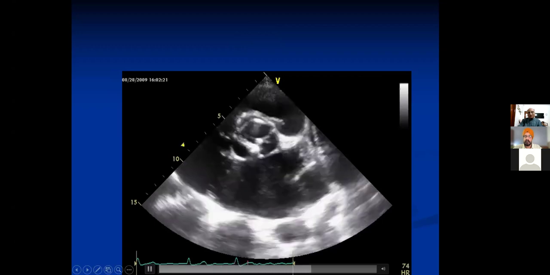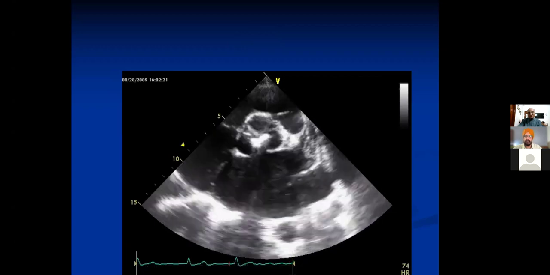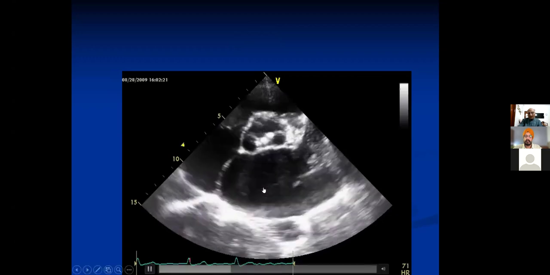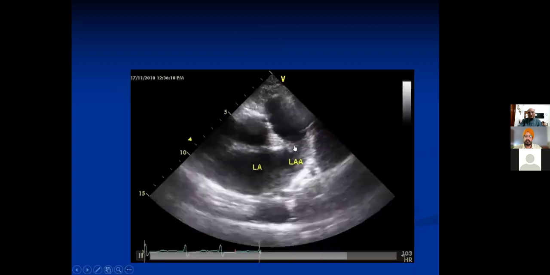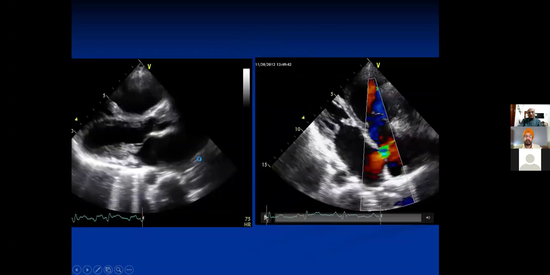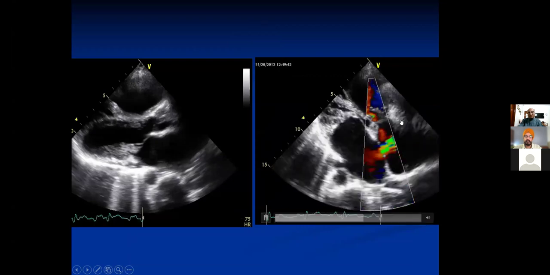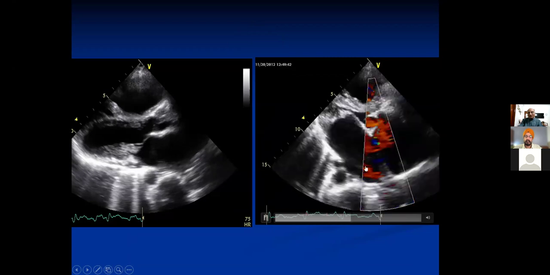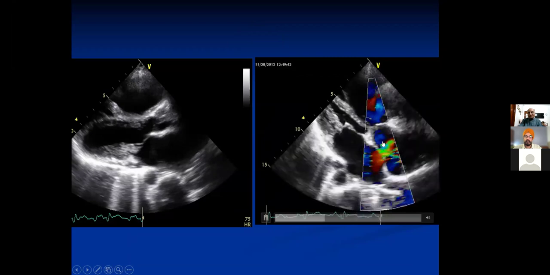Normally it is best seen from a TEE view, but if you are lucky you can see some sort of spontaneous contrast echo in the LA, and then you can see a small floating left atrial appendage thrombus. And this, of course, is a Lutembacher: you can see this was mitral stenosis with an ASD flow from left to right. And you see this mitral stenosis combination.